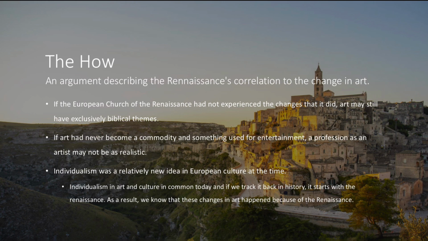And individualism was relatively new in European culture at the time of the Renaissance. And we still see a lot of individualism today, but we can sort of track it back to that time. So that also proves how much of an impact the Renaissance had on both culture and art, but we're talking mostly about art in this case.